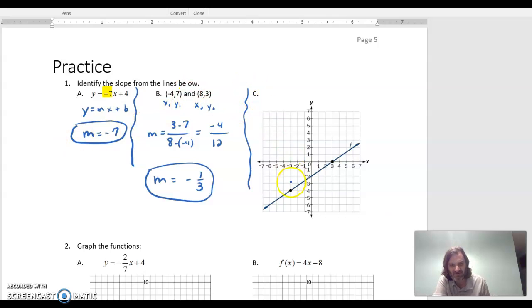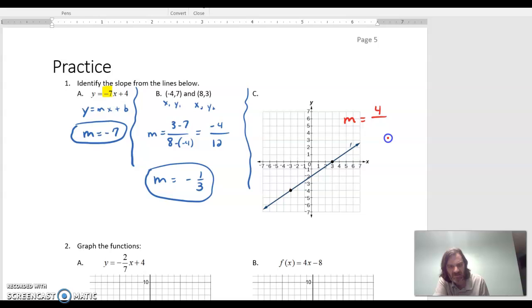And the last one is a graph, and it has 2 points. One of the points is negative 3, negative 4, and the other one is 3, 0. Instead of using the slope formula, I'm just going to use my finger. So I'm going to start on the leftmost point that is marked, which is negative 3, negative 4, and I will go up 4. So we're going to have a slope of 4 on top. That's the change in y.